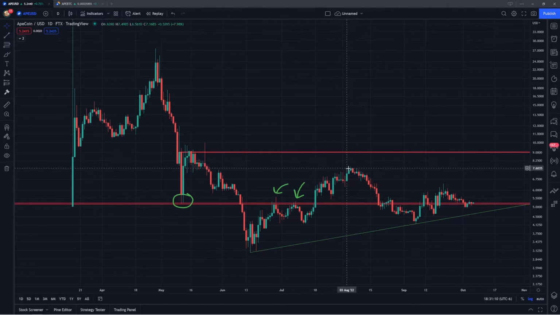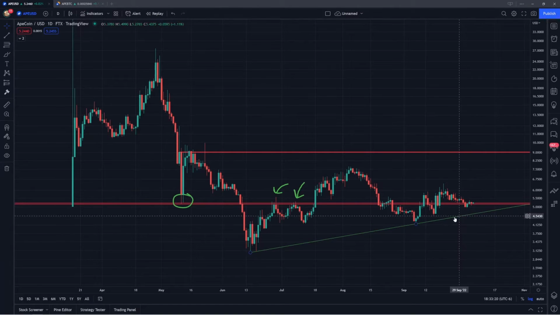And beyond that, if we do take out that high, the next level of resistance is once again that area around $9. That was the previous resistance back in May. That was where we had all these candles coming up, rejecting off of, and then ultimately coming back down lower. So a bounce off support at this level around $5.17 and making a higher high is the bullish scenario.